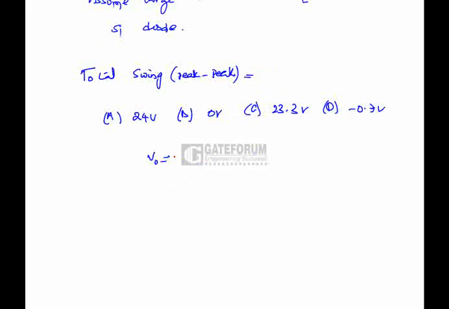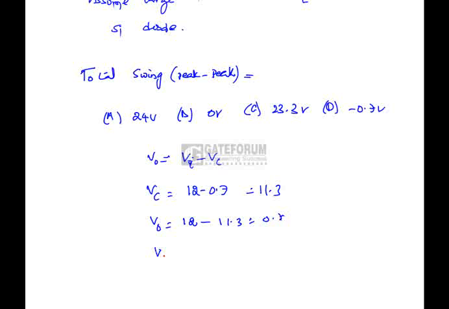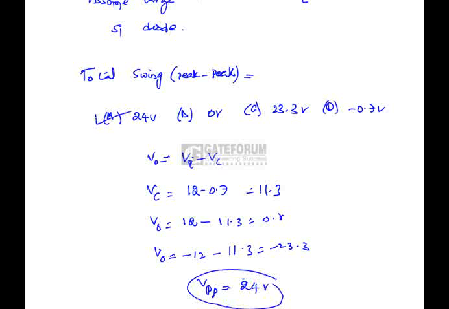Here we know from the above circuit that V0 is Vi minus Vc. We know that Vc is 12 minus 0.7, which is 11.3. When Vi is plus 12, we will get 0.7. When Vi is minus 12, we will get minus 23.3. Hence the peak to peak swing is 24 volts. Hence option A is correct.